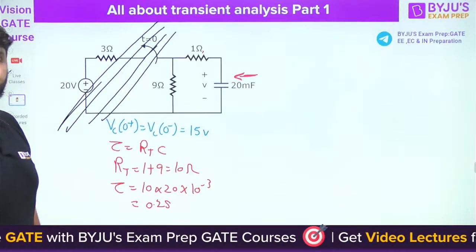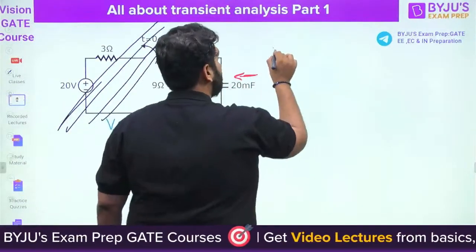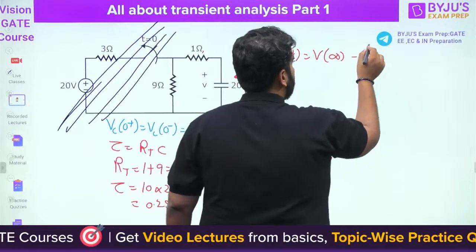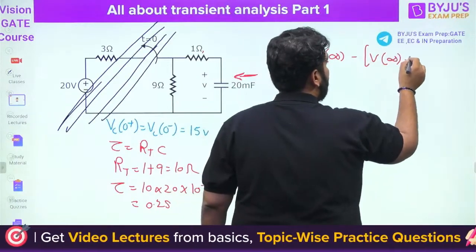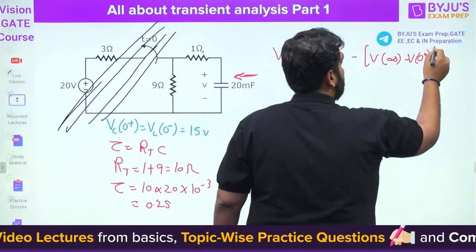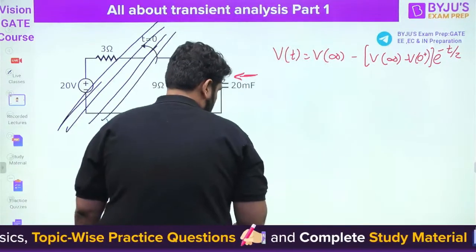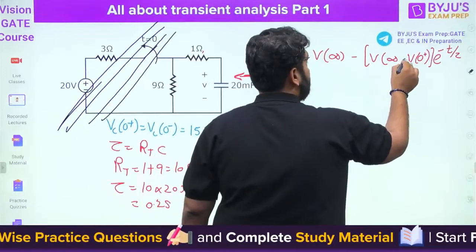0.2 second, correct? Now from here, I know the shortcut formula: Vt is equal to V infinity minus V0 plus, e raised to power minus t by tau. This is the shortcut formula that we need to use here.